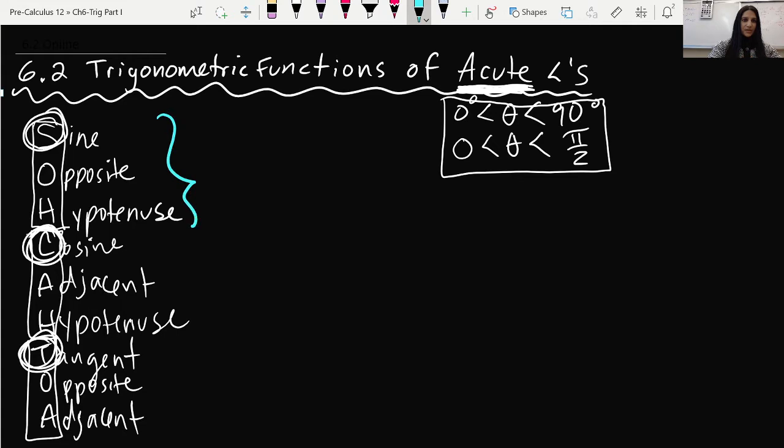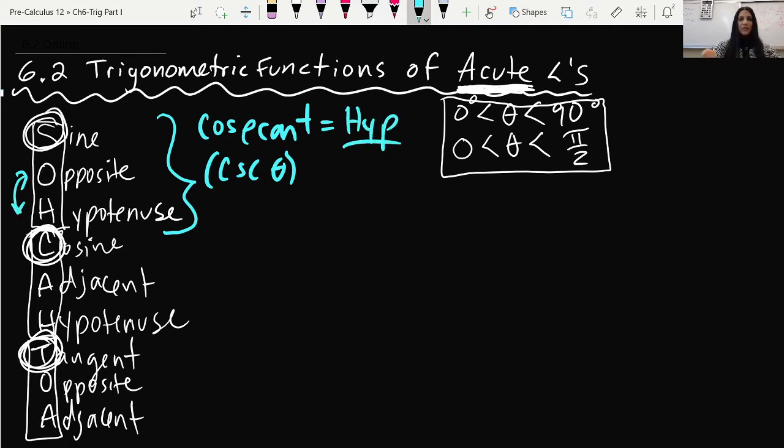So if we're looking at this first one, sine goes with cosecant, which is abbreviated like this, cosecant theta, and that would be equal to basically just the reverse of these. So hypotenuse over opposite. I'm going to just cut those off because I know that you know what they mean. Hypotenuse over opposite, it's just the same thing as what we use with sine.